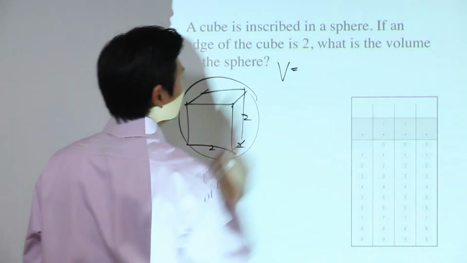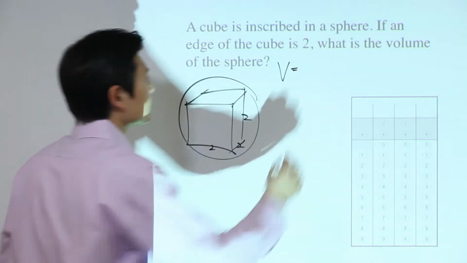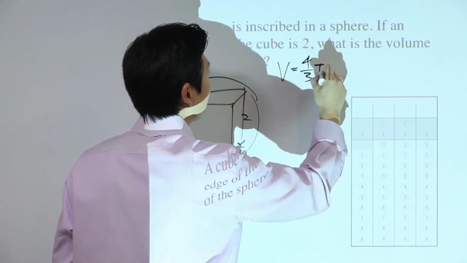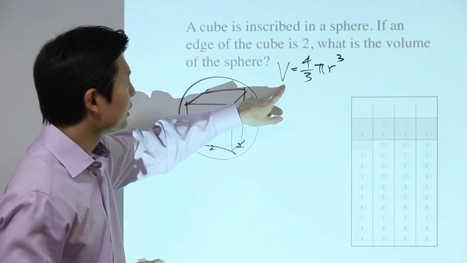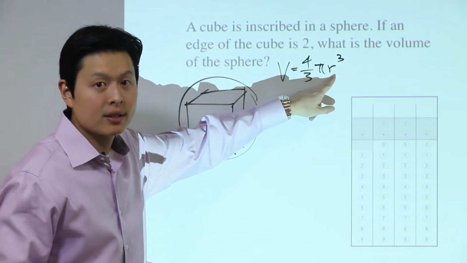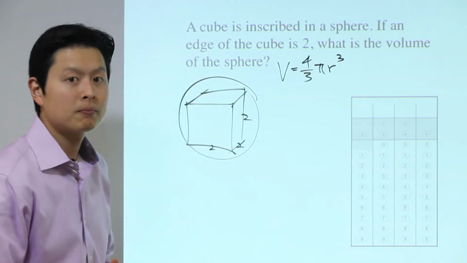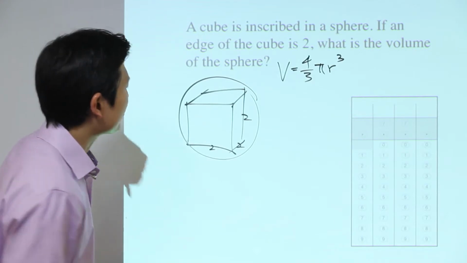How do you find the volume of a sphere? There's a formula for it, and that's 4/3 pi r cubed. To find the volume of the sphere, what you need is the radius. As long as you have that radius, you're in good shape. So how do I find this radius?